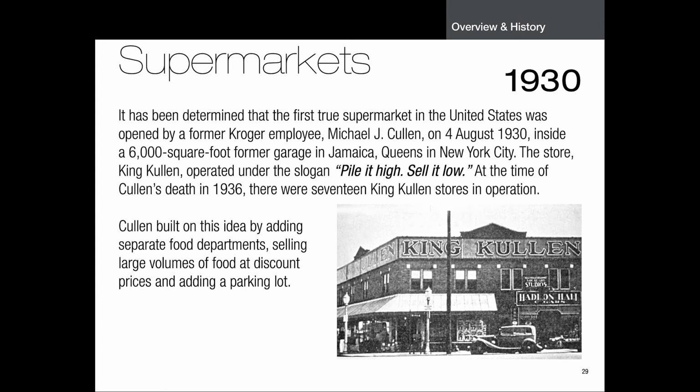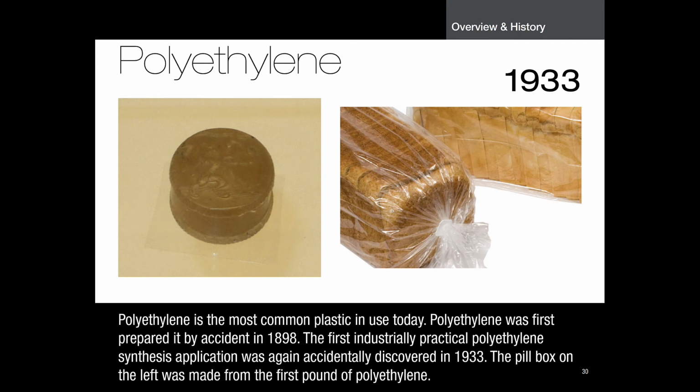The clerk would go and pull all the food. In 1930, the King Cullen Market was the first one where you actually got to wander the aisles on your own, pulling your own shopping list and not having to involve other people in it. Now, it still wouldn't look like what we would consider a modern supermarket. We'll get to that in a minute.